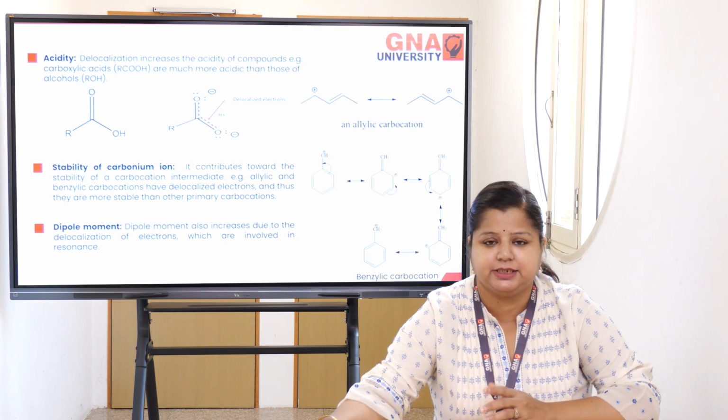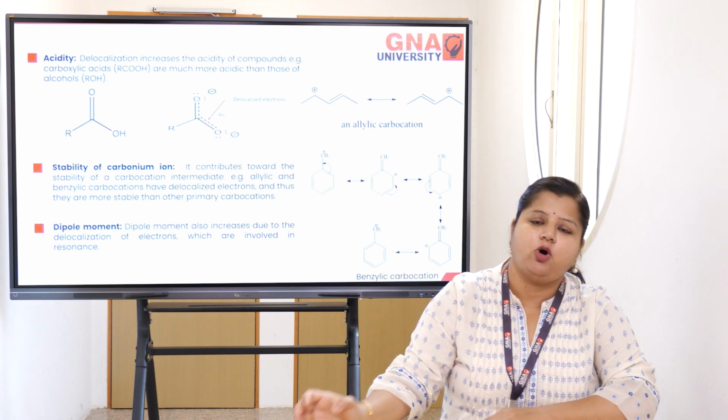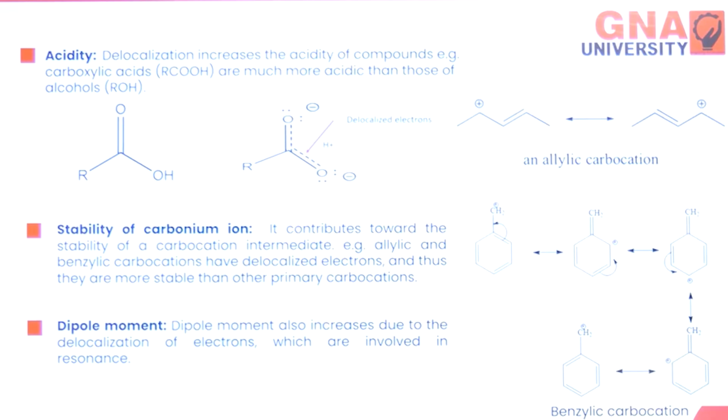Next is the acidity. Delocalization also increases the acidity. We can compare the carboxylic acids and alcohols. Because of delocalization of these pi electrons in case of carboxylate ions, the carboxylic acids are more acidic than the alcohols. Now, what is the fourth effect of delocalization? That is the stability of carbonium ion.